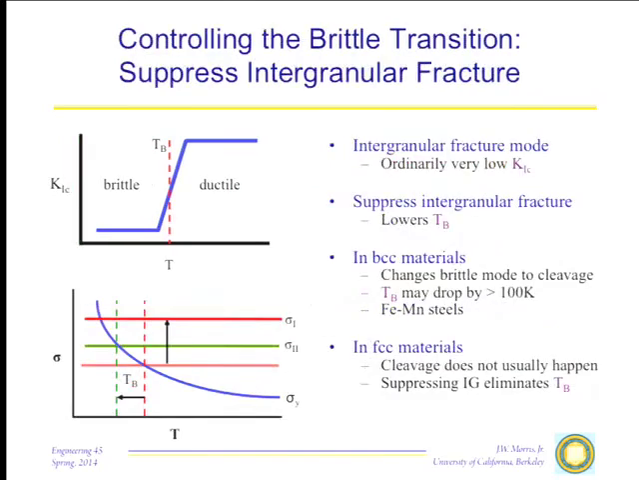What can you do about it? It depends, of course, on the material. Let's start out with intergranular fracture, because intergranular fracture may happen in steels and can also happen in face-centered cubic materials. Aluminum is susceptible to brittle behavior by intergranular fracture if you contaminate the grain boundaries. So begin with intergranular fracture.